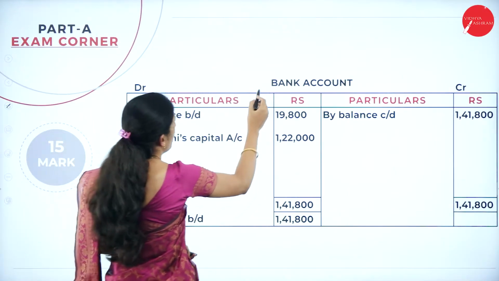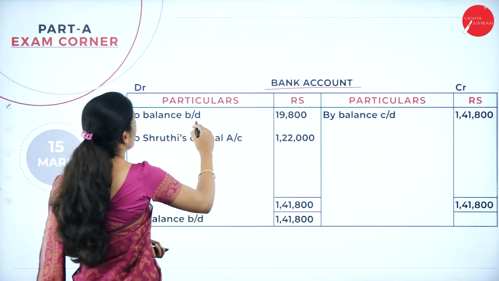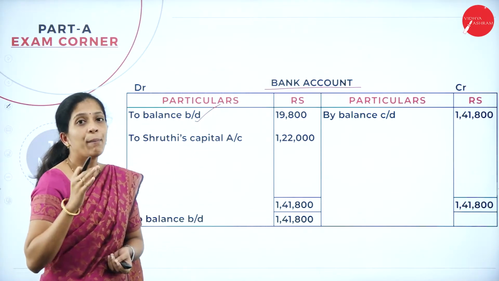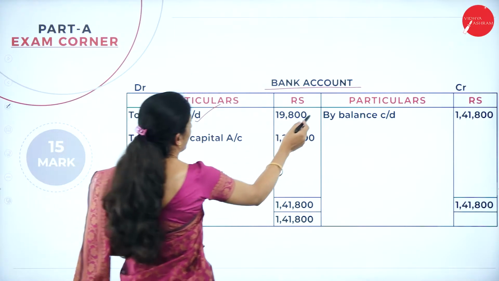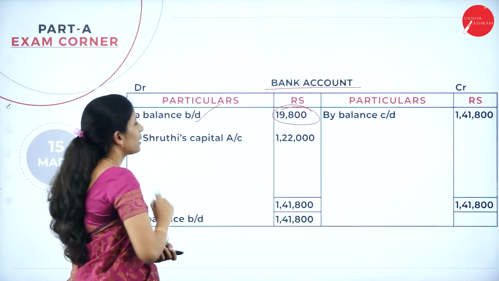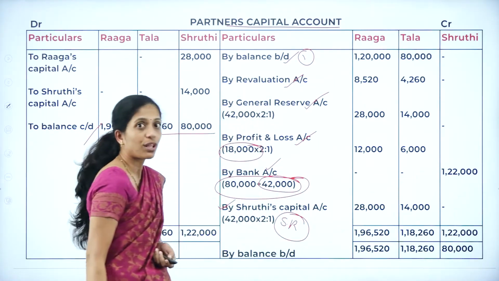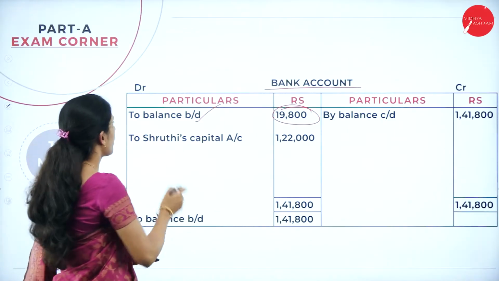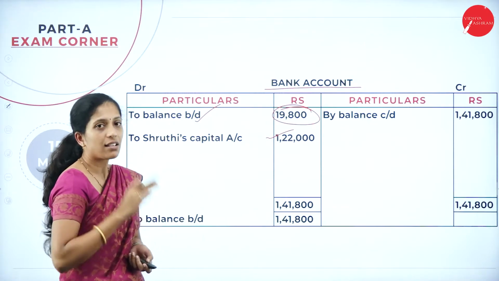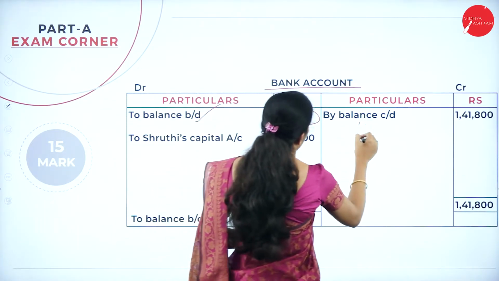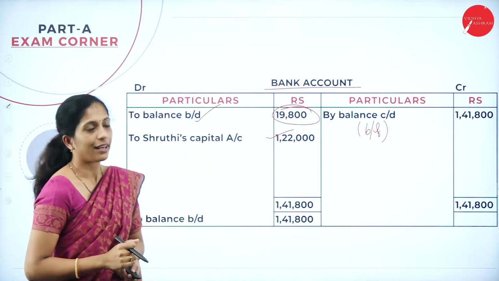Next, we shall go through the bank account. First, in the bank account, you will record the opening balance, which is there in the balance sheet, that is cash at bank, or simply they will give bank. So you will record that amount. Next, you will transfer the amount of the new partner, that is 1,22,000 of Shruti. You will record it as to Shruti's capital account. Now balance both the sides and the balancing figure will be carried down. So this is the balancing figure. So this is about the bank account.